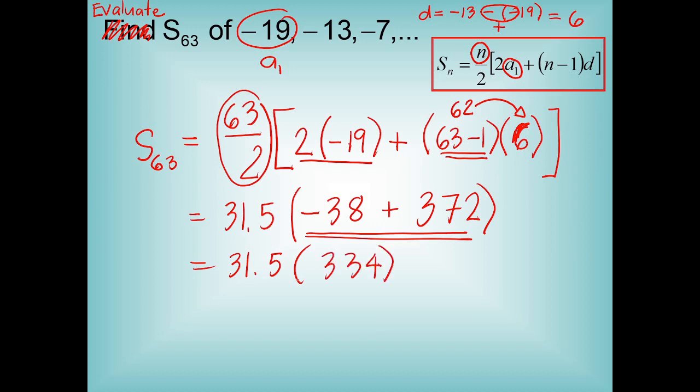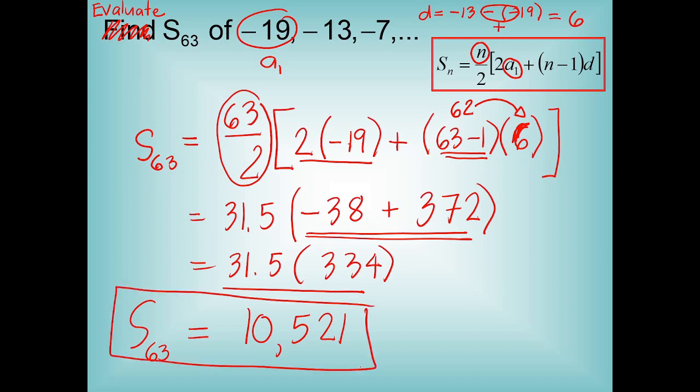334. Multiply 334 and 31.5. How much is that? 10,521. Is this correct? Okay, so this will be our answer to this problem. Okay? Okay, questions so far. Are there any questions?